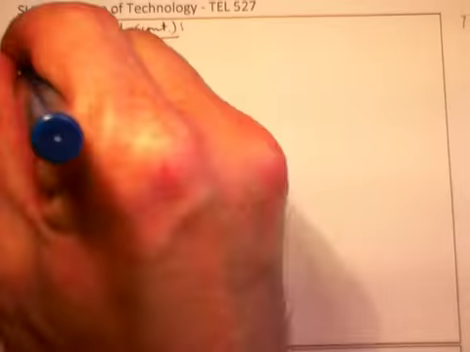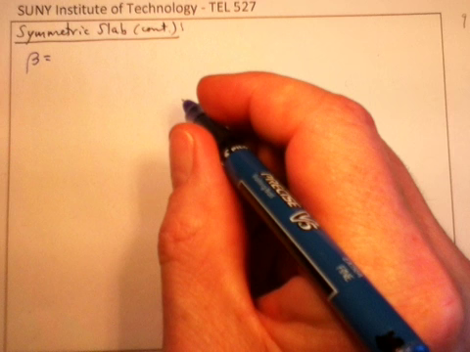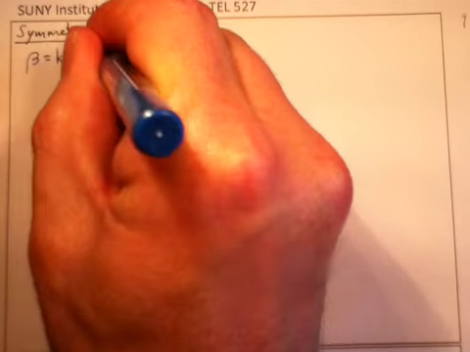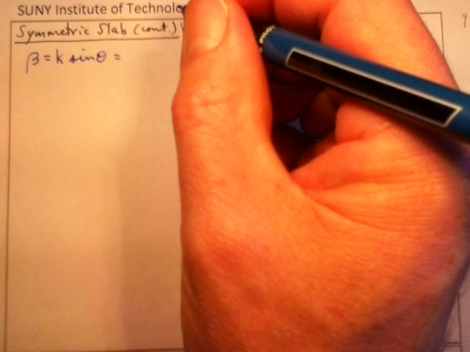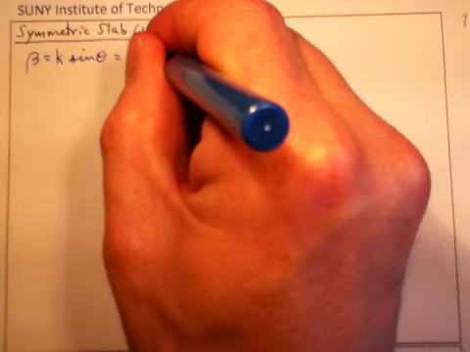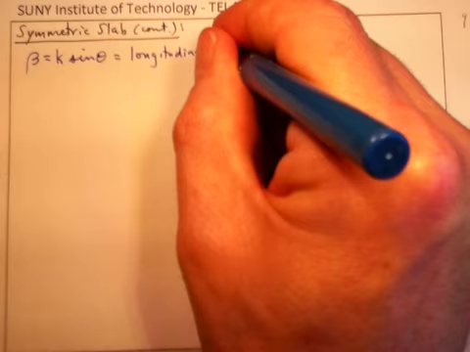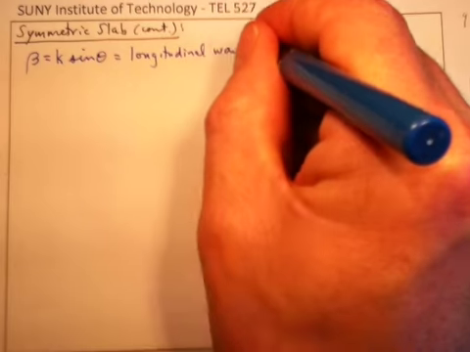Okay, continuing with the discussion of the symmetric slab, and believe it or not, I'm almost done with the symmetric slab as far as the theoretical development goes. And so now I have beta equal to k sine theta, which is the longitudinal wave number. It's kind of like k, except it's for inside the waveguide.